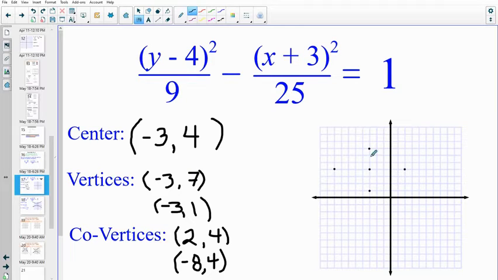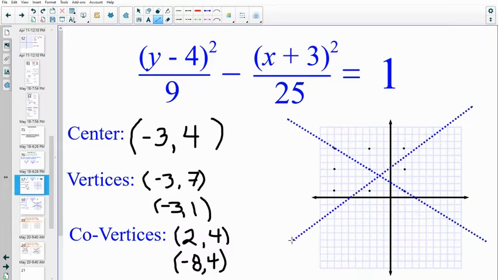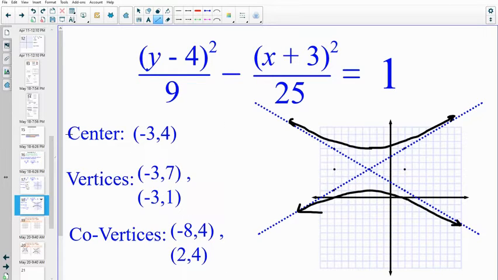Then to figure out the exact shape, well, maybe I shouldn't say the exact shape, but a closer approximation of what the shape is, I close off the rectangle. I've got this rectangle of values here defined by my vertices and covertices. And then I'm going to draw the asymptote that goes through my vertices, or sorry, excuse me, the corners of the rectangle. And actually, I'm going to skip ahead to my next slide because I've got the rest of it drawn out.